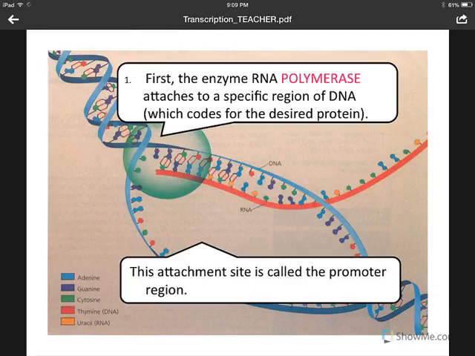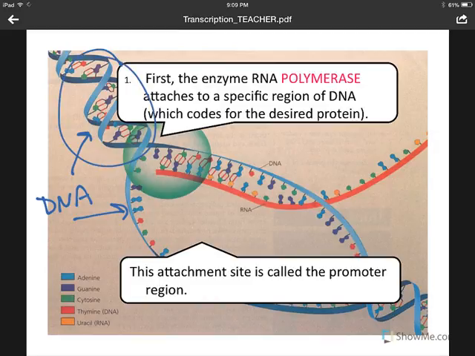Alright, so let's take a look at this. This blue strand here, I know that this is my DNA. I can tell because I've got a double strand. I've got my double helix here. And if I look in my model here, this red strand here is my RNA. I can tell because it's single-stranded.